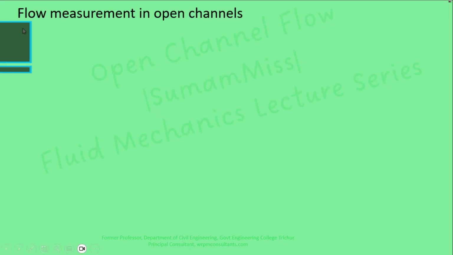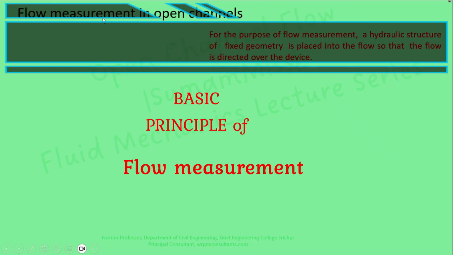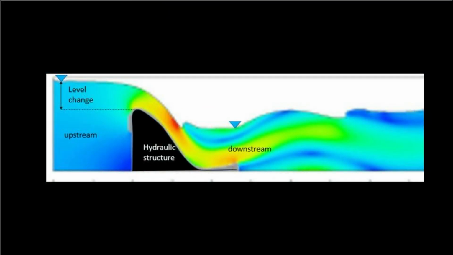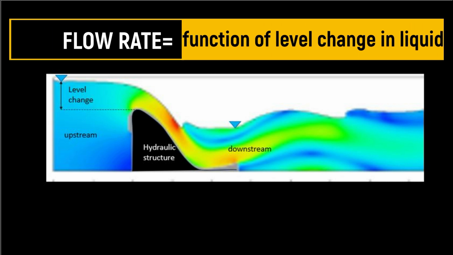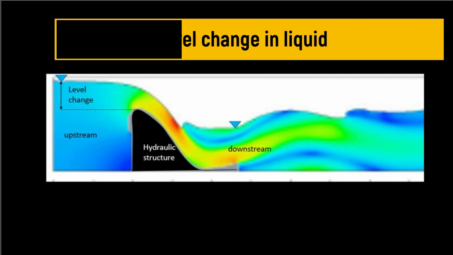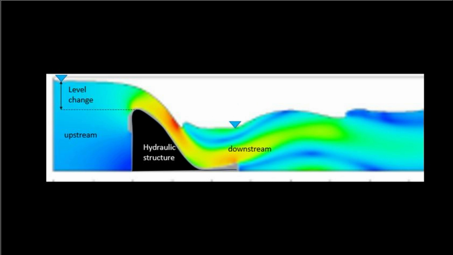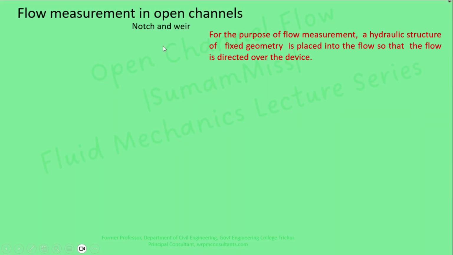What is the basic principle of flow measurement in open channels? For the purpose of flow measurement, a hydraulic structure of fixed geometry is placed into the flow so that the flow is directed over the device. Every primary device has a known relationship between the level of fluid upstream of the device and the flow rate. This allows the users to measure the level, then compute the flow rate. For the measurement of flow in open channels, the most commonly used devices are notch and weir.